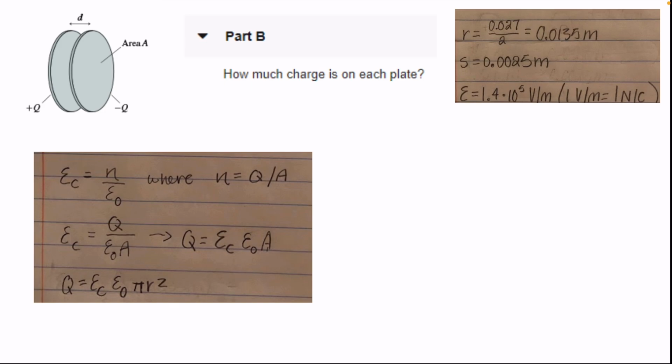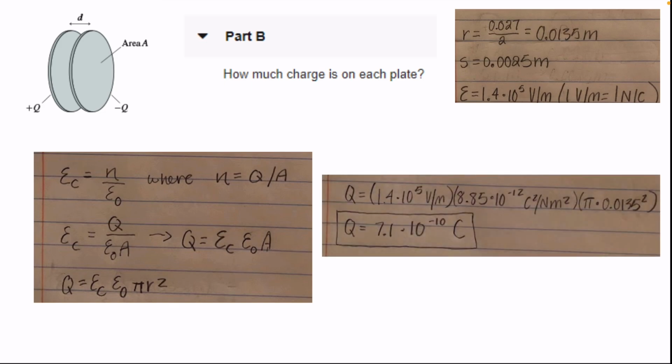So now that we're here, we can just plug things in. The charge on both of these plates is going to be 7.1 times 10 to the negative 10th coulombs. So one of them will have a positive of that, and the other will have a negative of that. So that's pretty much it for this problem.